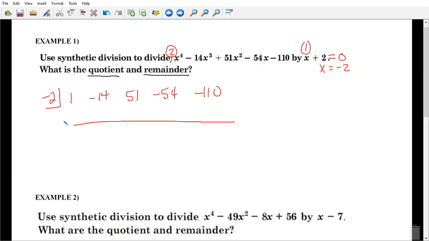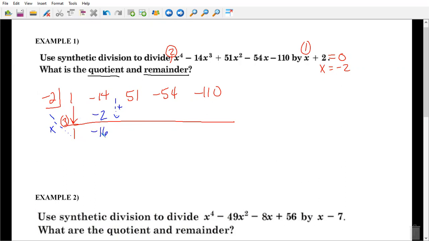Step 3 is to bring down my leading coefficient. And then step 4 is to start multiplying. So we multiply diagonally, and we're going to add vertically. All right. So -2 times 1 is -2. -14 plus -2 is -16.